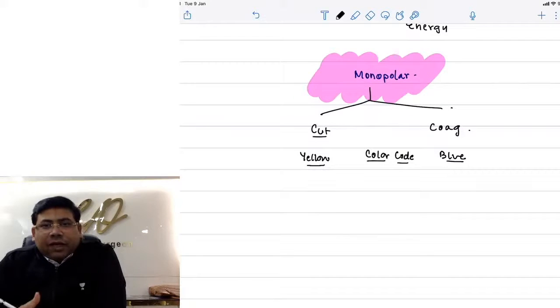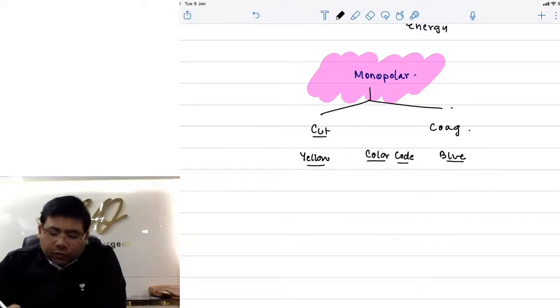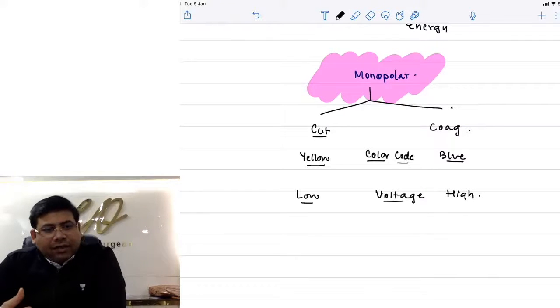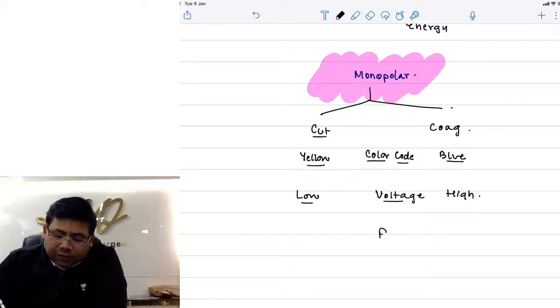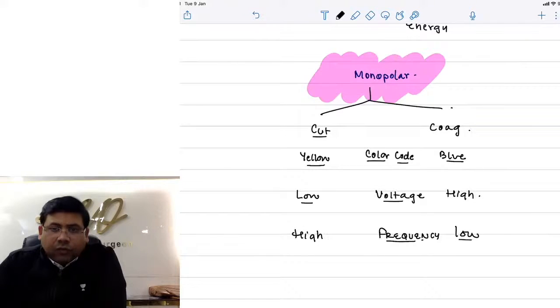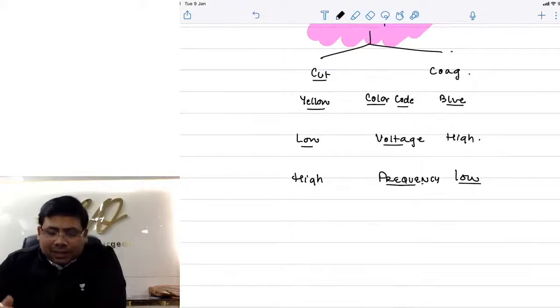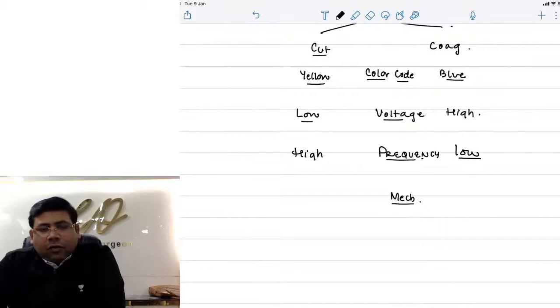Next, we get a question on the current kinetics and voltage also. So voltage for cut, always remember the voltage is kept low, and for coag the voltage is kept high. Then is the current frequency. When we are talking about the frequency of the current, it is high for cut, and low for coag. What is the mechanism, the concept you have to understand? Let us all understand this, because students, we get a lot of questions on this mode.